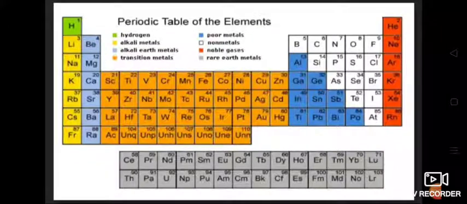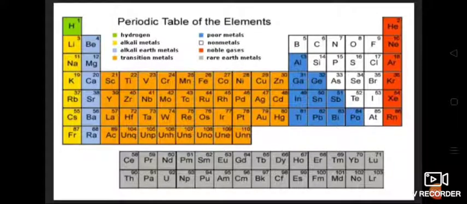Now you look at this small periodic table. First element, hydrogen. How many shells are there? One shell, that is K. Next element, helium. It also has only one shell, that is K. So it is present in which period? Period 1, the first period.